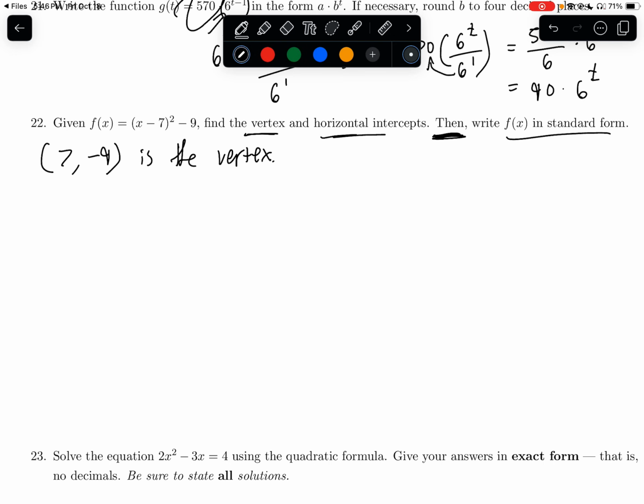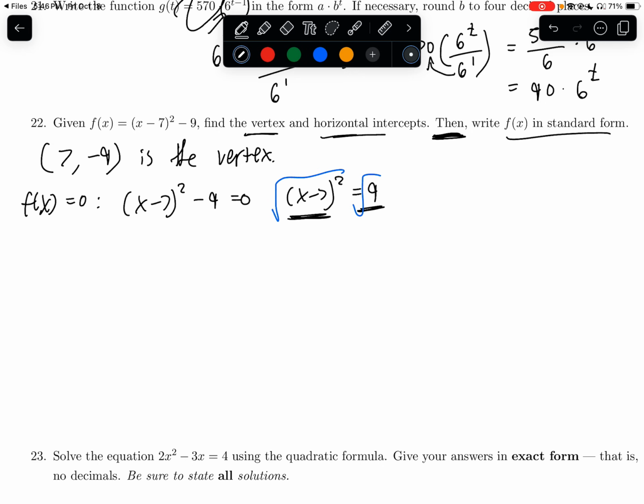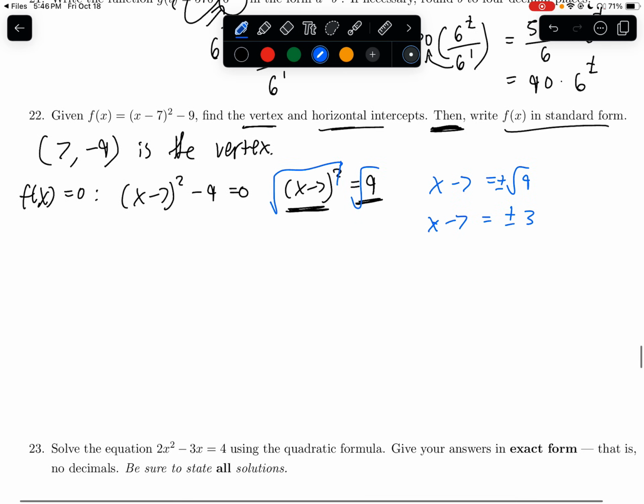If we want to find the horizontal intercepts, we have to solve f of x equals 0. So that means x minus 7 squared minus 9 has to be equal to 0. We can add 9 to both sides. And now we have a positive number here and a square on the left. And so we can take the square root safely of both sides. That cancels out the square in that power, and so what I have left is x minus 7 equals plus or minus, I need both values here, the square root of 9, which is plus or minus 3, because the square root of 9 is 3.